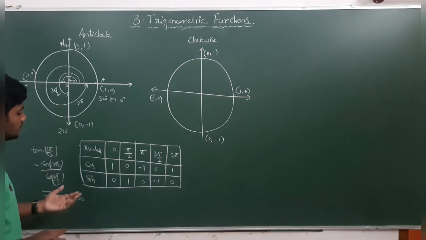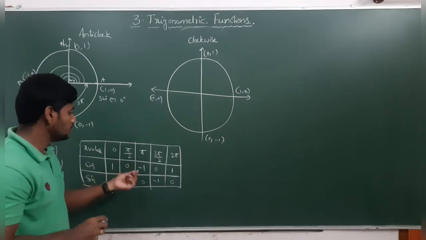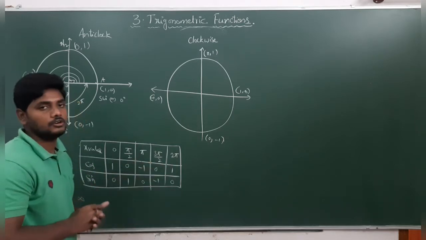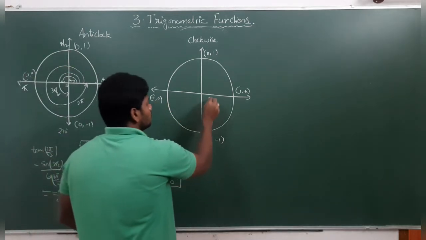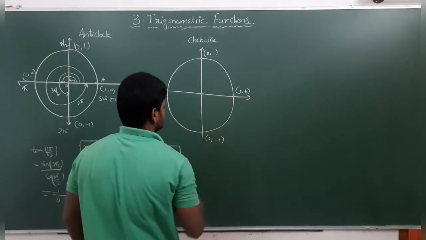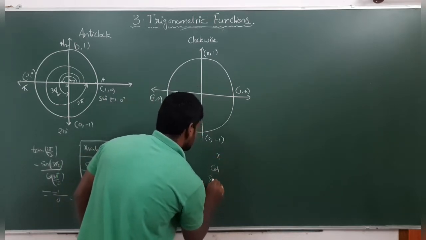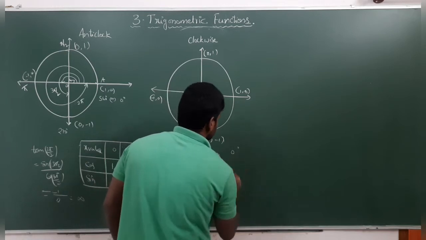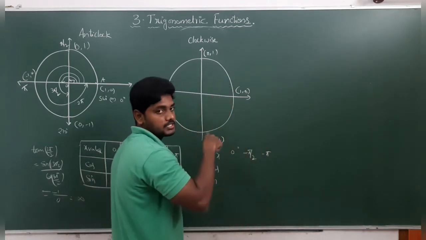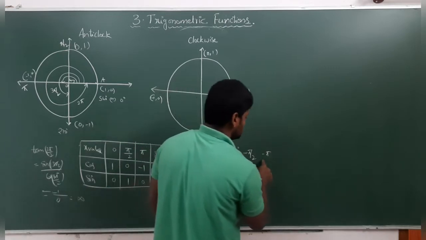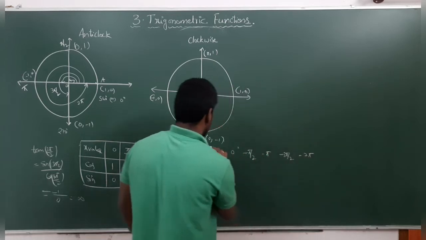Like that we can find the remaining values: cot, tan, cosecant, secant. These are all the values for pi, 3 pi by 2 and also 2 pi, in the anti-clockwise direction. If it is in the clockwise direction, this is 0 degrees. Here also x, and this is cos and this is sin. So 0 degrees, then minus pi by 2, minus pi, clockwise, negative angles, and this is minus 3 pi by 2, and this is minus 2 pi.